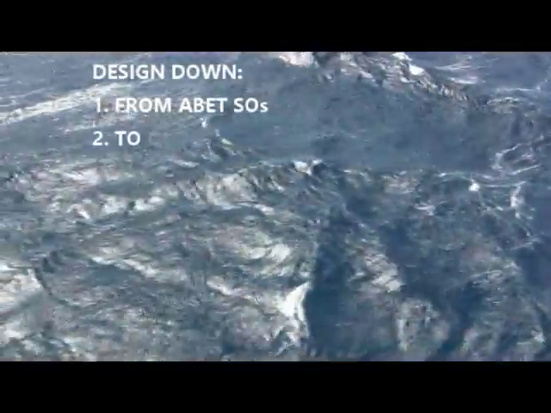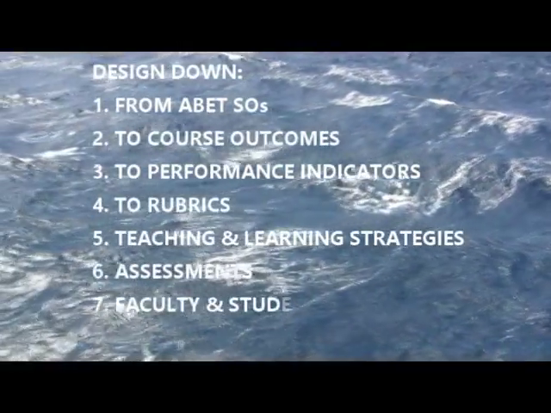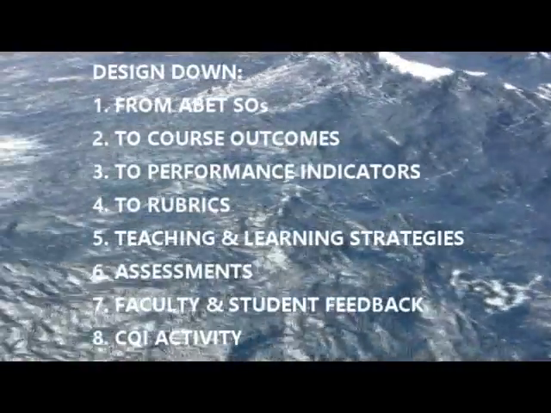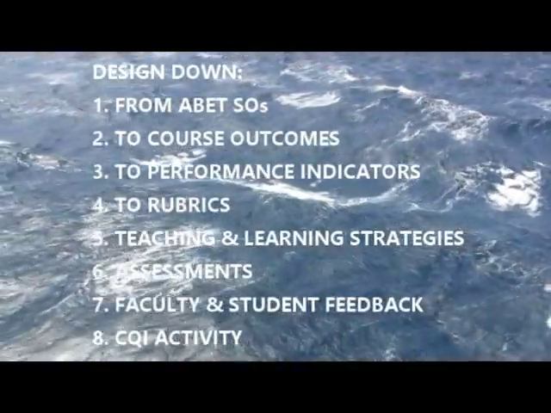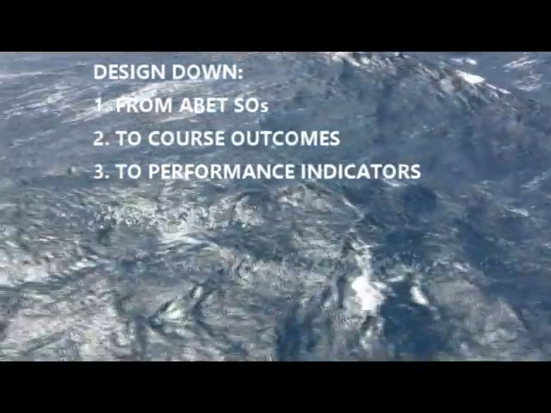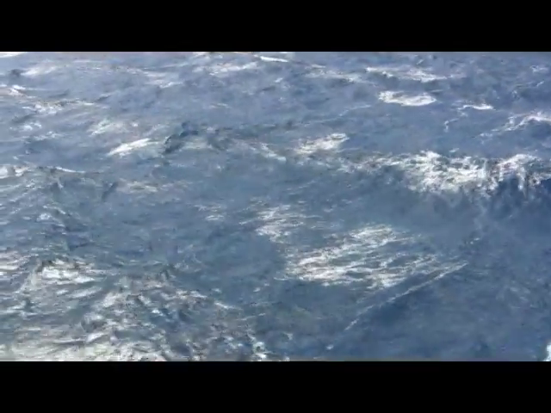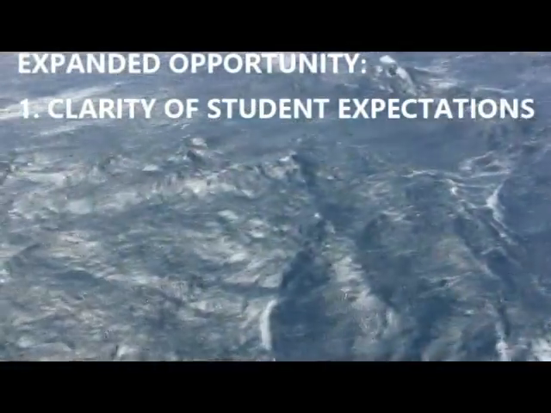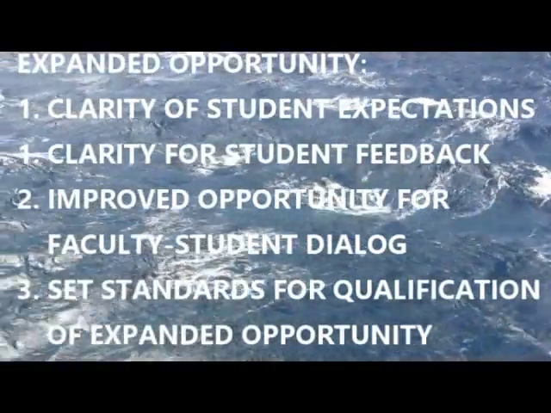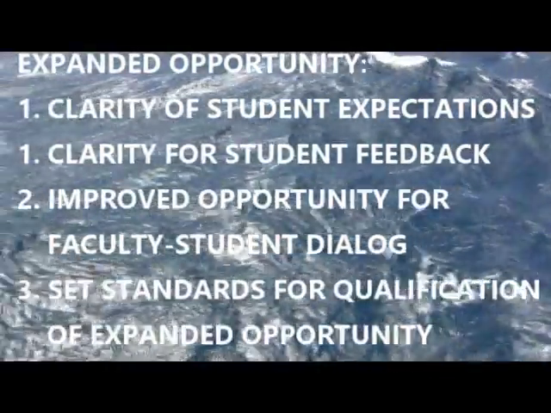For design down, we start with ABET SOs, then we go to course outcomes, and then performance indicators, then rubrics, then teaching and learning strategies, assessments, and then faculty and student feedback, followed by CQI activity for improvement. For expanded opportunity, there is clarity of students' expectations, there is clarity for student feedback, there is improved opportunity for faculty-student dialogue, and there are set standards for qualification of expanded opportunity.